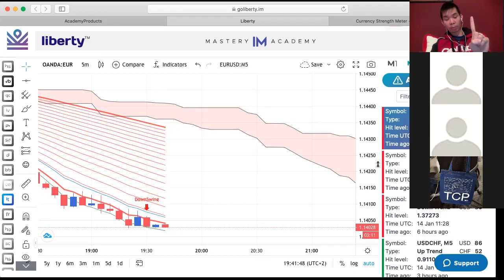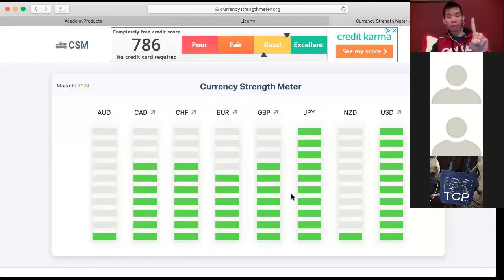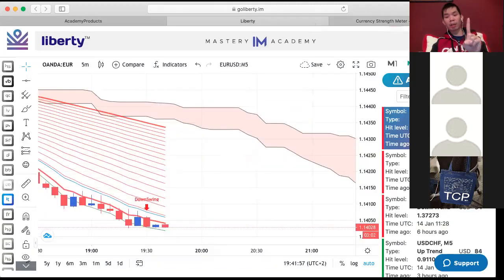That's number one. Remember, on our currency strength meter, we can go look here. Euro is smaller than the USD. So that's point number one. Then you would go to this panel right here.